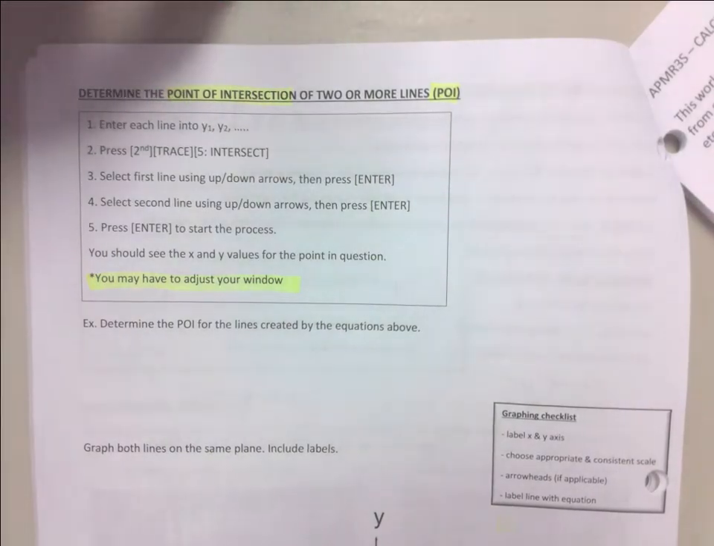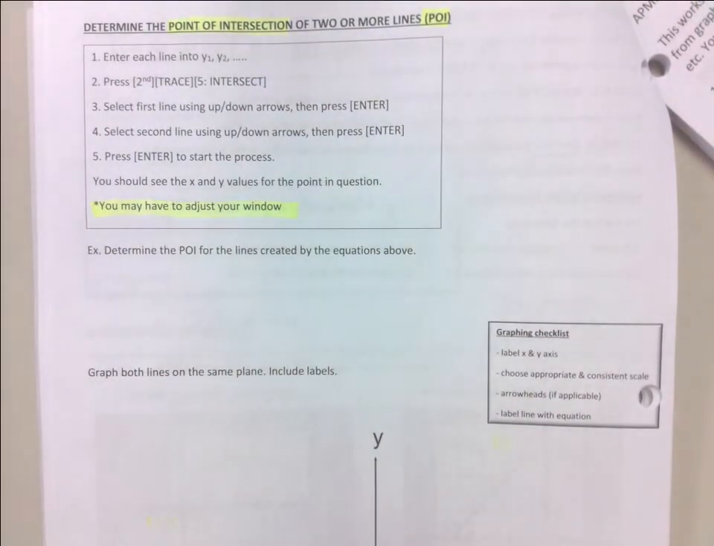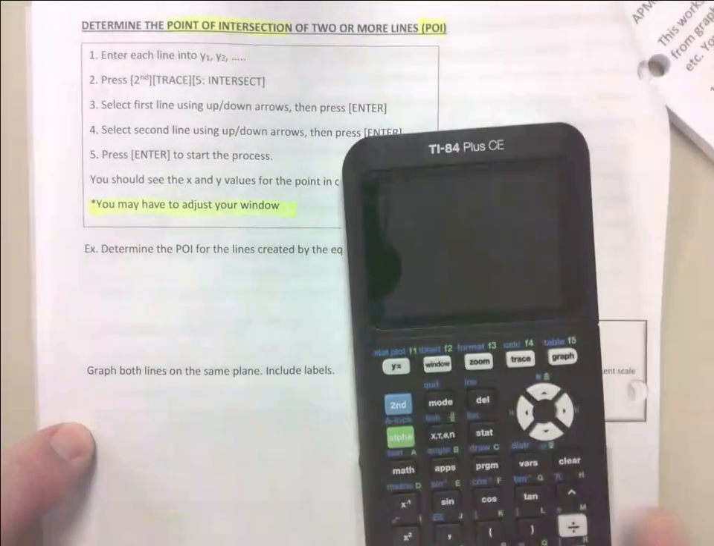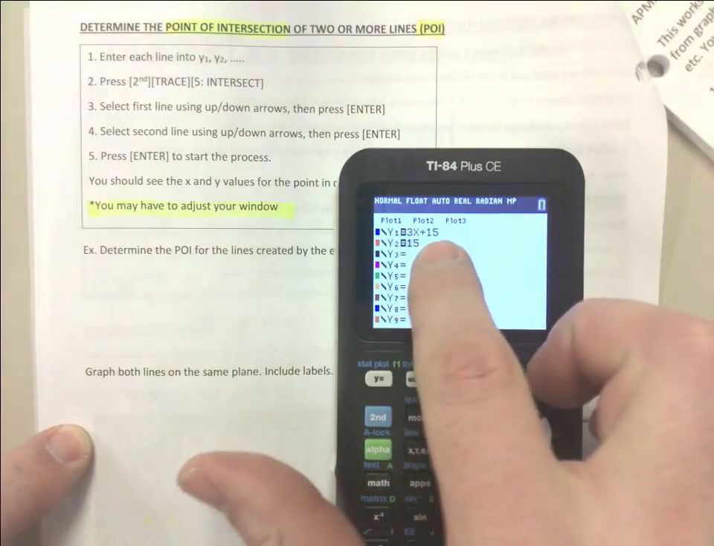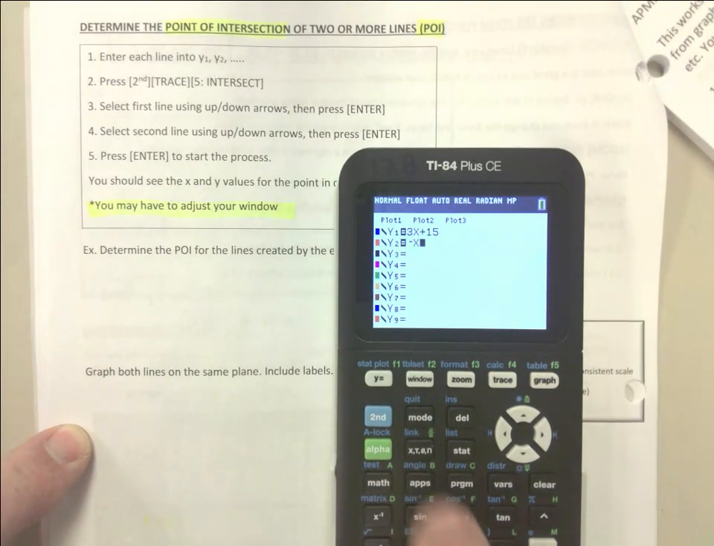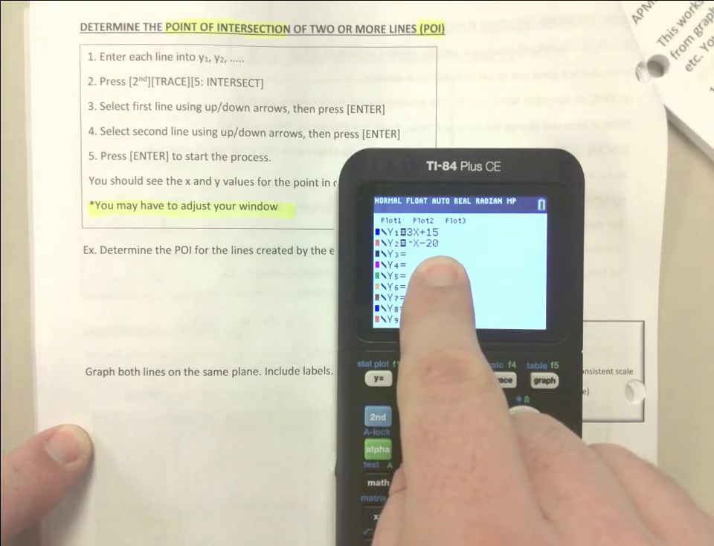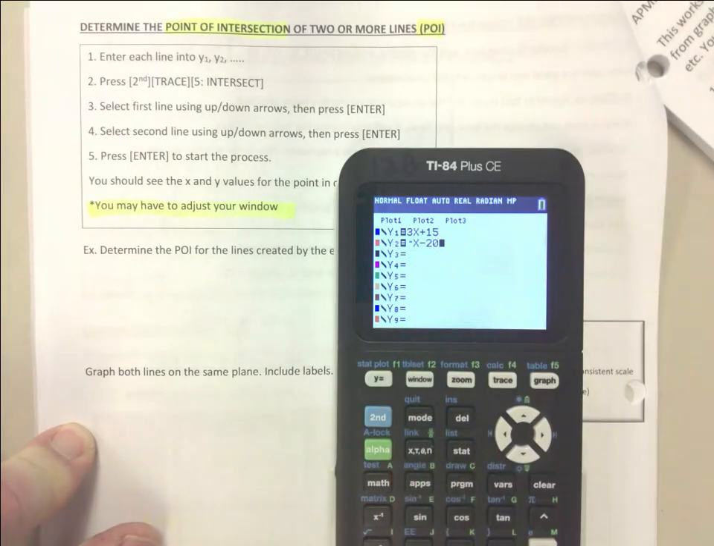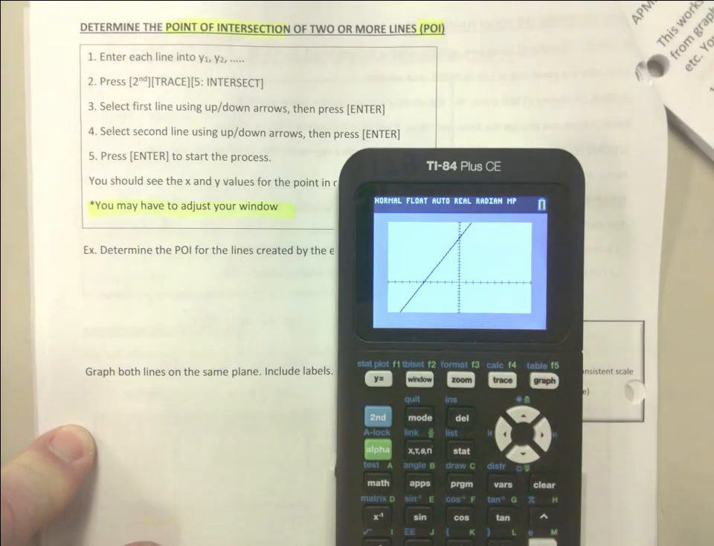So determine the point of intersection for the lines created by the equation above. So let's go ahead and do that. We're going to enter both of the equations we just found. I already have the first one in there, so I'm just going to go negative x minus 20. I'm going to put the second one in Y2. And let's hit graph. And I don't see the point of intersection.